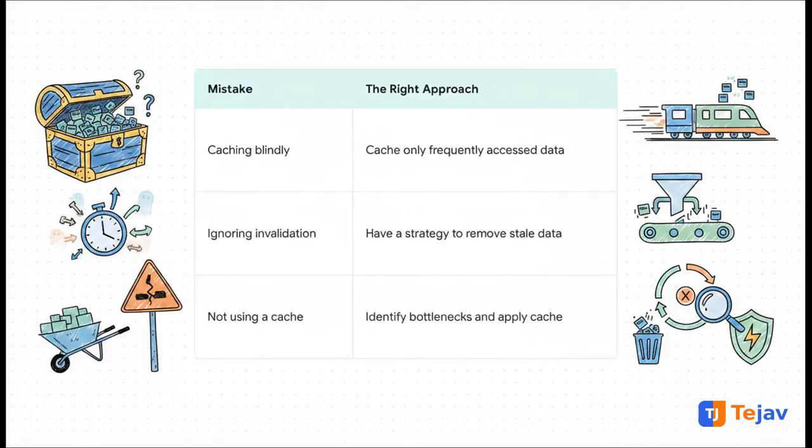And look, here are the common traps people fall into. Your interviewer might even poke at these to test your depth. The big one is saying, "I'll just cache everything." That's a rookie mistake. You have to be selective, and you absolutely need a plan for dealing with stale data. Nailing these points shows you really get it.